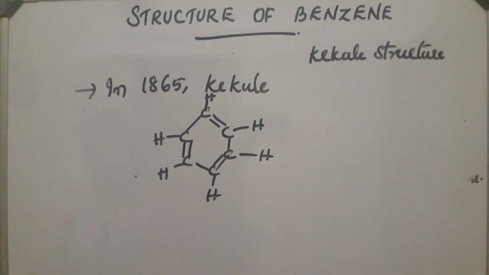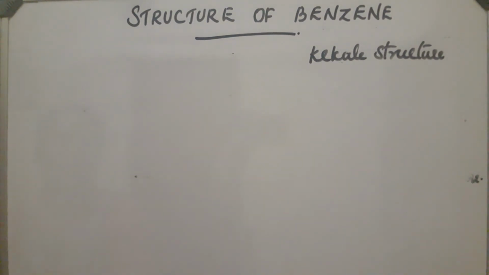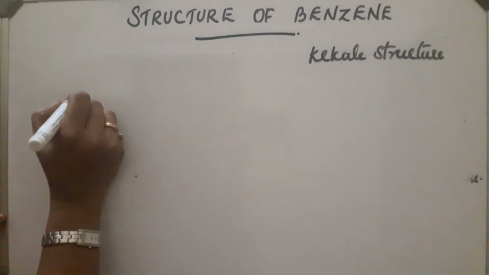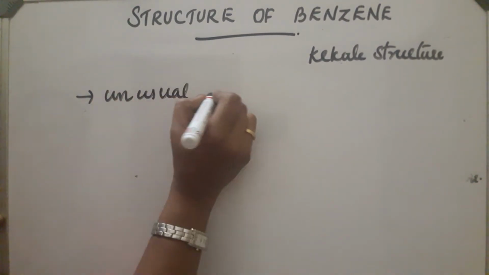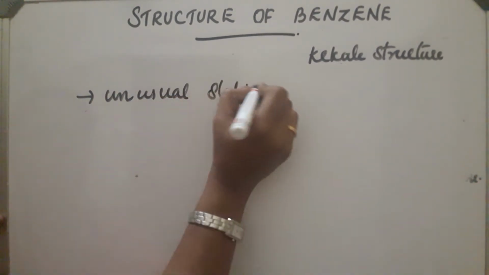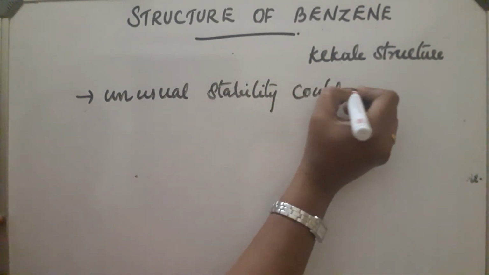But there are lots of drawbacks in the Kekule structure also. First, Kekule could not explain the unusual stability of benzene.